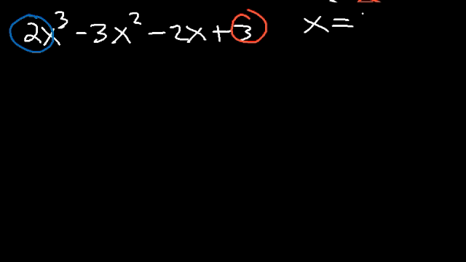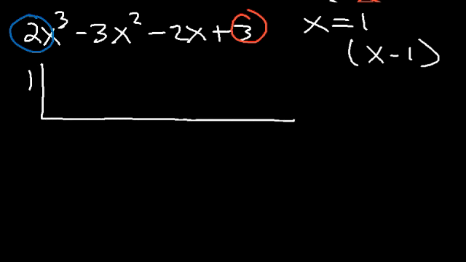So if x is equal to 1, we have the factor x minus 1. So now let's use synthetic division. Let's put the coefficients 2, negative 3, negative 2, and 3 on board.